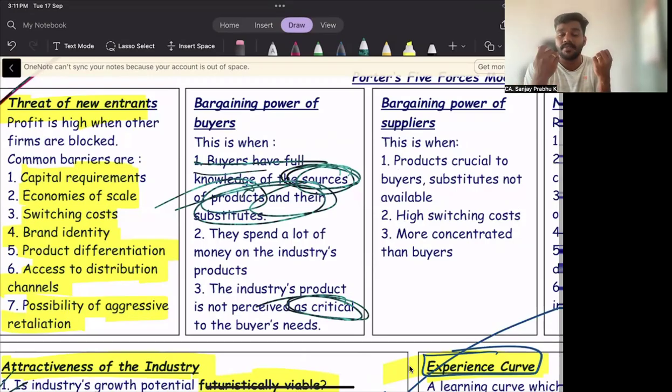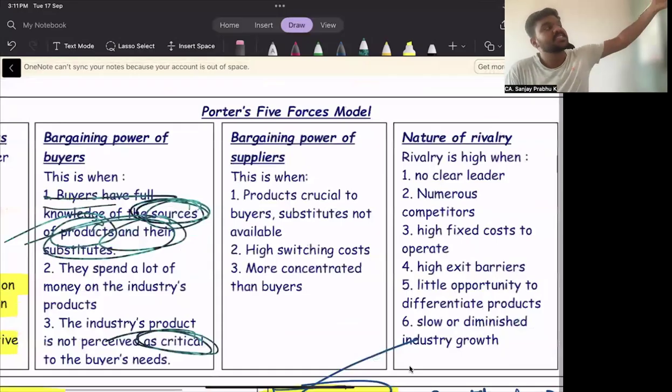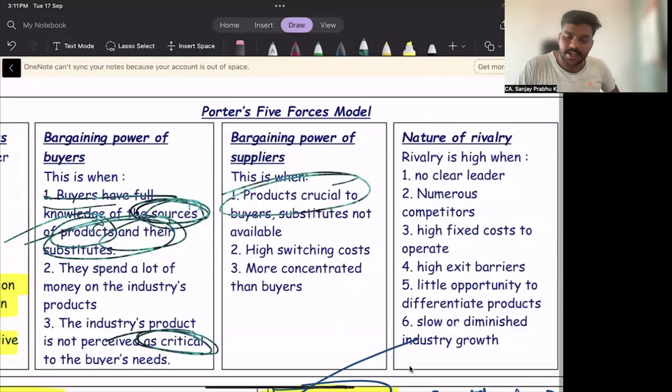buyers bargain? Tell me a situation where buyers have bargaining power: when buyers have full knowledge about the product, its substitutes, its sources, etc. Buyers are ready to spend money on the product, and the product is not considered crucial to the buyers. Suppliers will have the power when the product is very crucial to the buyer.